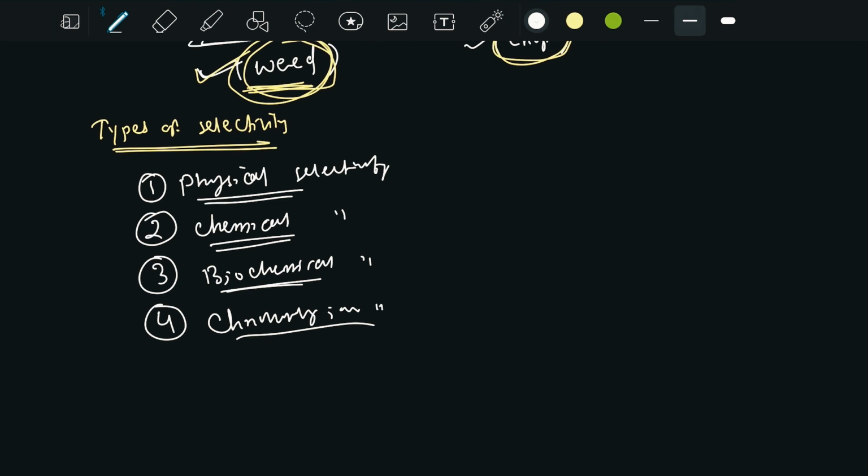So in physical selectivity, for example, let me ask you one question, at what depth are we placing the seed in our field? Suppose this is the field and we have cultivated and plowed this field. At what depth are we placing the seed? Generally 6 to 8 centimeter. Suppose this is the seed we are placing and this depth is 6 to 8 centimeter.